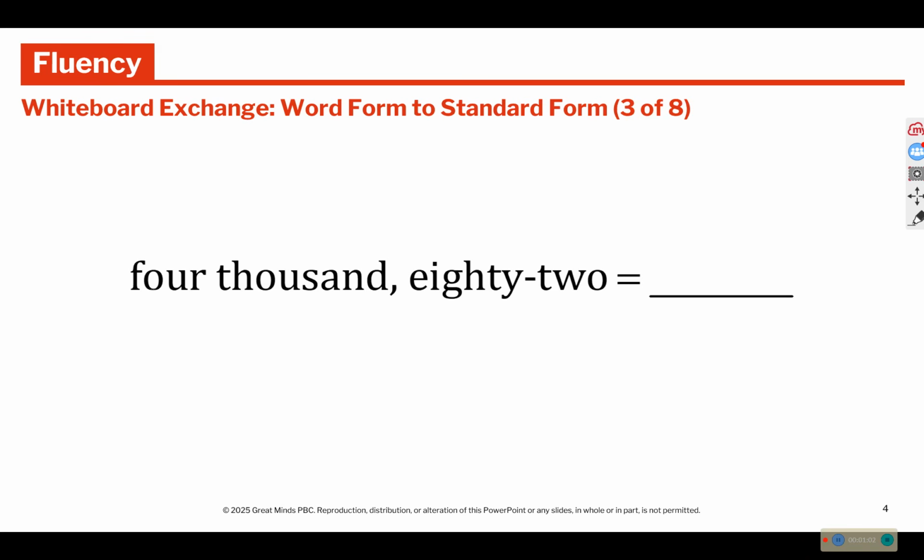Next question, 4,082. Remember, it doesn't mention hundreds, so what digit can you place in the hundreds position? We're going to check our work in 3, 2, 1. A 0 goes in the hundreds place.